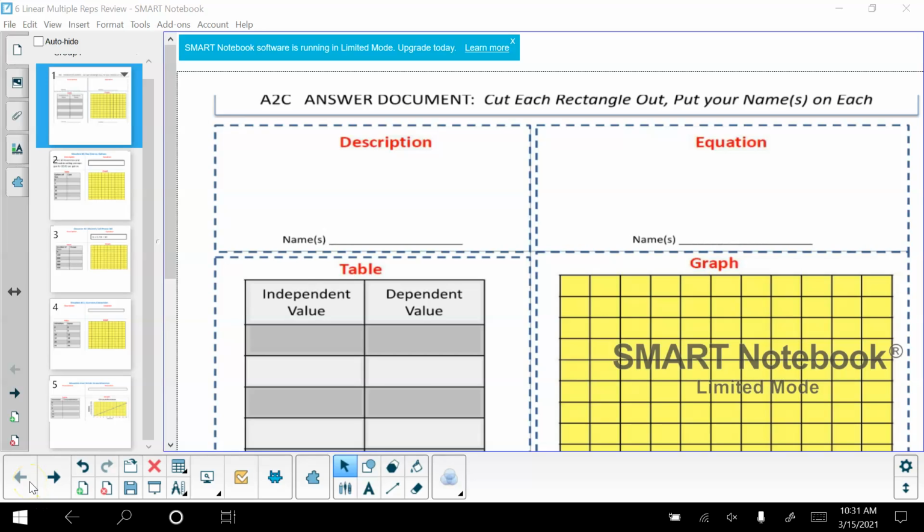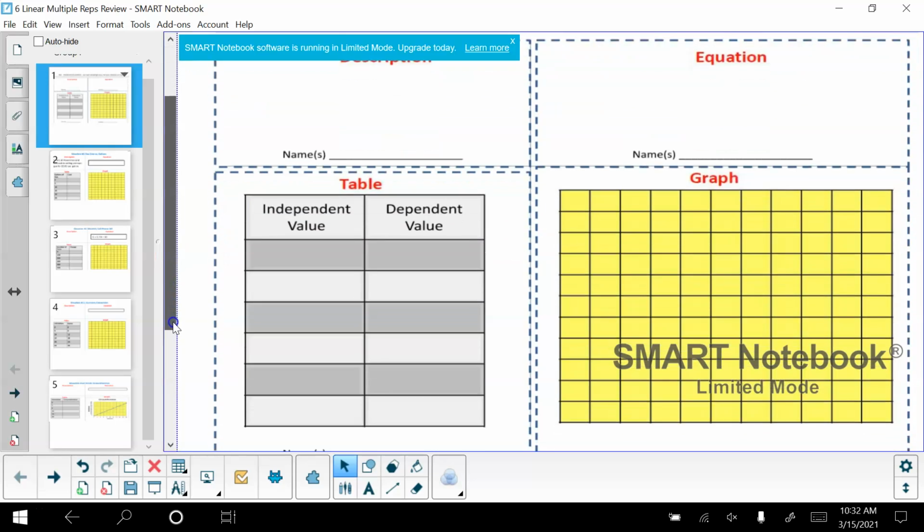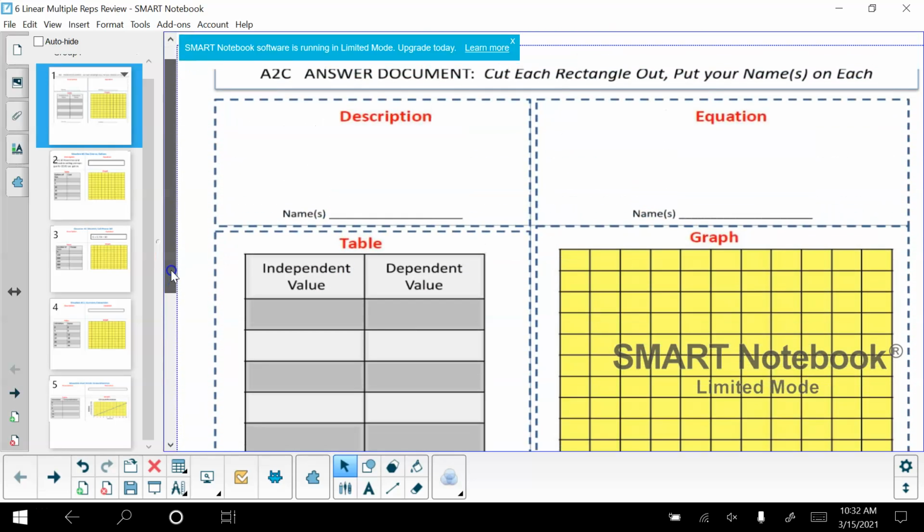Hello, we are going to be doing a review today of linear models, and we're going to go through multiple representations. This is an example of a blank form. In some of the representations, you'll be given a description, and then you'll have to write the equation, make the table, and do the graph.